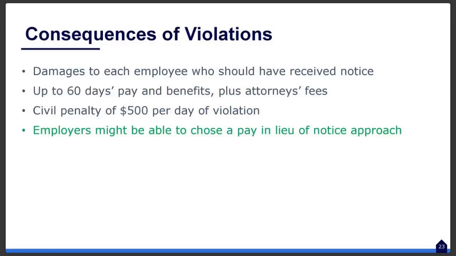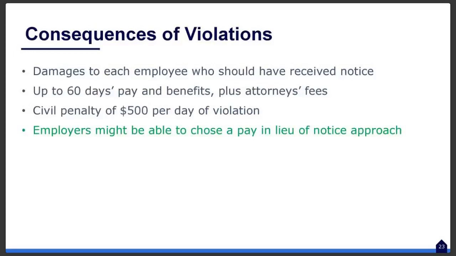Employees who do hire attorneys to litigate these claims can also recover their attorney's fees on top of that 60 days pay and benefit. In addition, there can be civil penalties of $500 per day of violation. The slightly fortunate thing is it's not $500 per employee who didn't get notice, so it's capped at the 60-day violation period. So if you didn't give notices at all and were found guilty for having not done so, then you could be required to pay a $30,000 fine on top of the pay and benefit to employees.